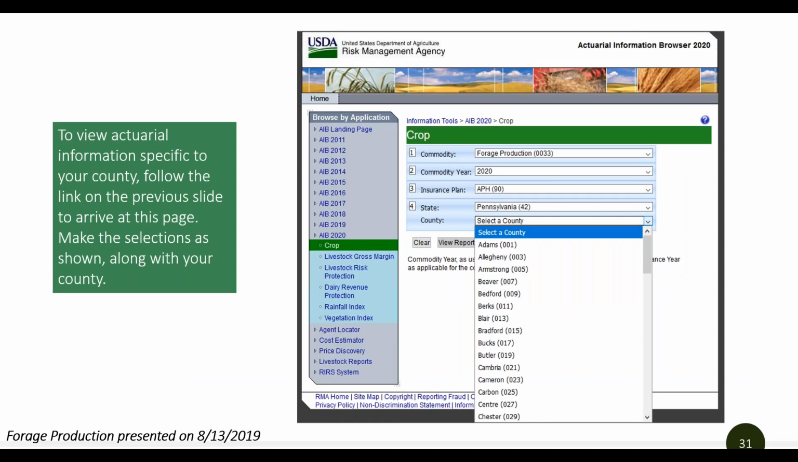This is what it looks like. You identify the commodity, which is forage production. The commodity year will be ensuring the 2020 crop year coming up. The APH is the plan. State, obviously, Pennsylvania, and then select the county in which your farm is located.